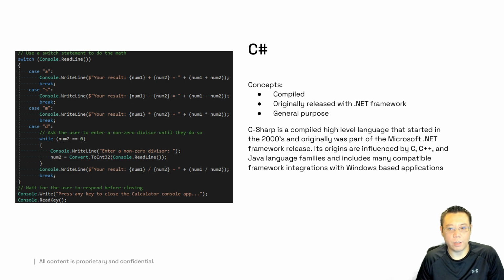Now, it was created in the 2000s, as part of the original .NET 1.0 framework, and was influenced by different syntaxes related to C, C++, and including the Java family. Anything related to C# provides native integration inside Windows and Windows-like programs.